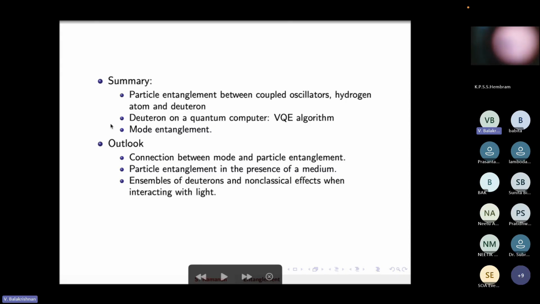Now, there are a lot of things still left for us to explore. One should look at entanglement in the presence of a medium, then look at the connection between mode and particle entanglement, as well as look at ensembles of deuterons and their non-classical effects. So this is part of the work that is still in progress in the group. I stop now and I can take questions.